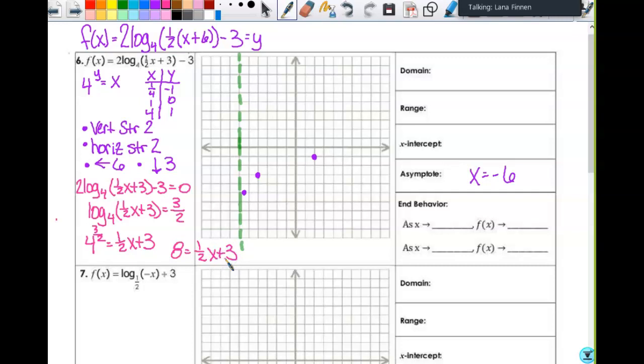I'm going to subtract 3 from both sides. So I get 5 equals 1/2 x. So what does x equal? 10. So your x-intercept is (10, 0). So I can put a point there. So that's where it crosses the axis, and my graph would look something like that.